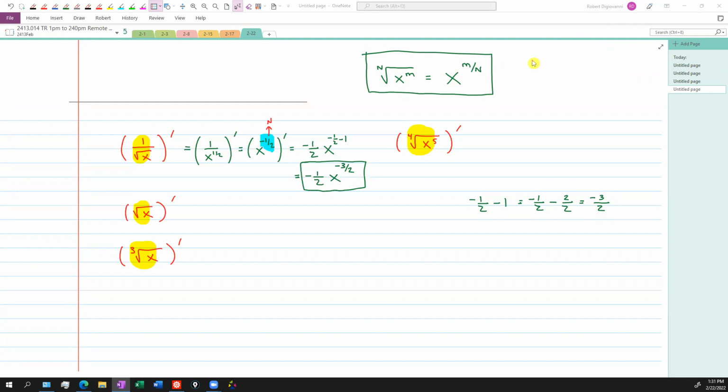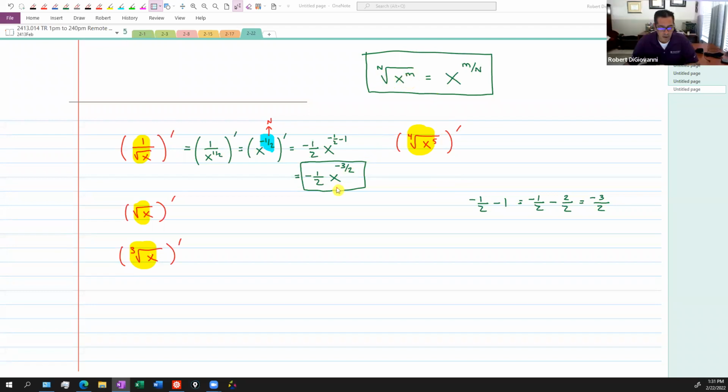I kind of forgot how to put it in radical form. How would you put it? The radical form? Yeah, radical. How would you put it?